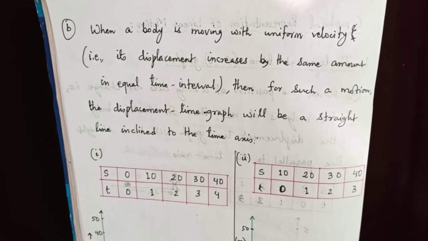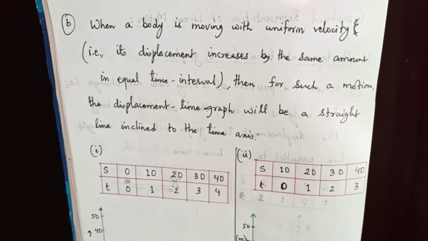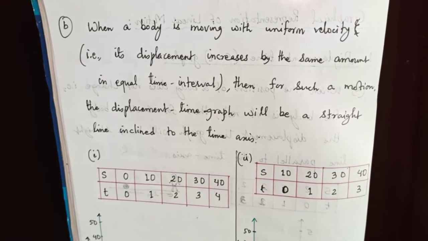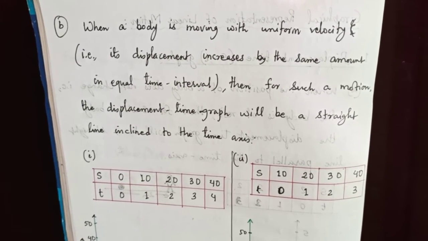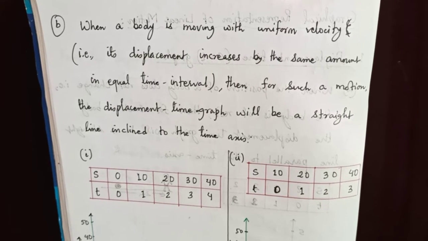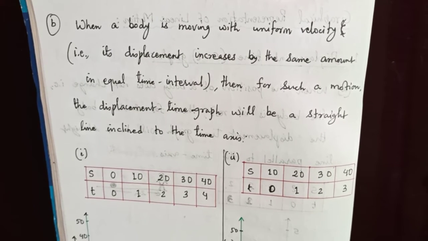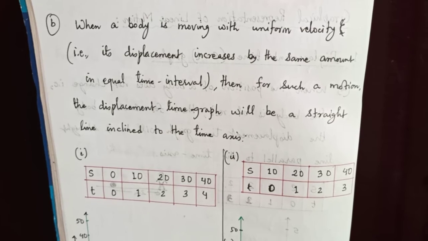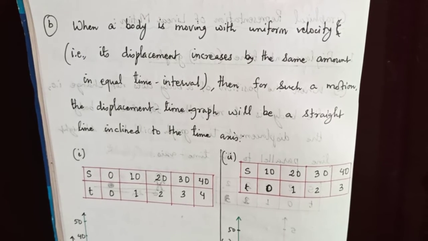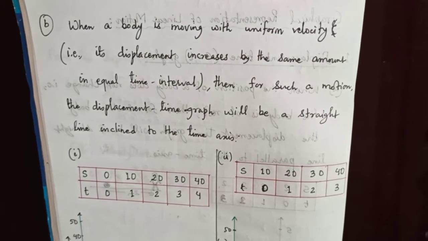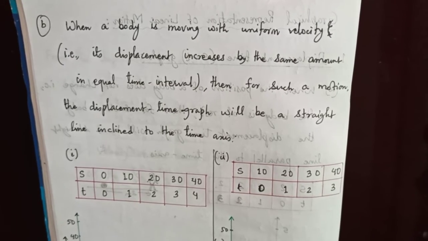In the second case, we have taken a body which is moving with uniform velocity. That is, its displacement is increasing by the same amount in equal time interval. For such kind of motion, the displacement time graph will be a straight line inclined to the time axis.